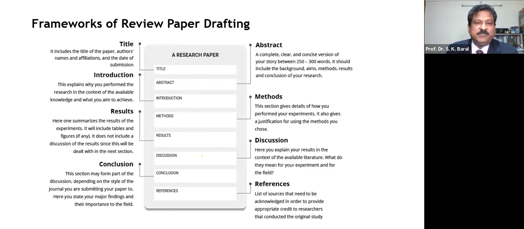Next to this introduction, you will come to methods. So how you are going to conduct your experiment, or how you are going to make the flow of your writing, that you have to write down.